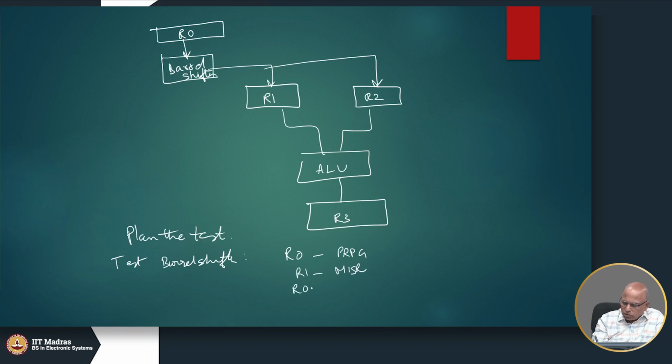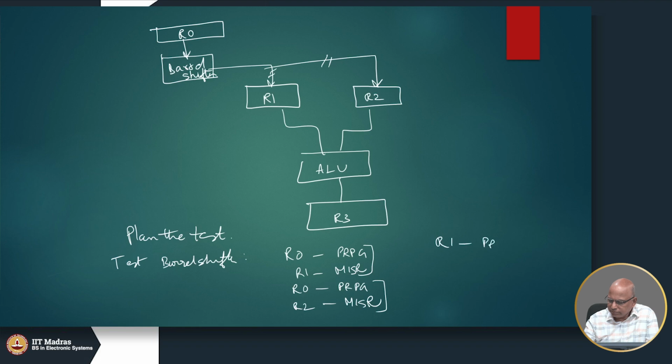Or you could configure R0 as PRPG and R2 as MISR. It may not be a bad idea to do both. Because there may be wires which are bad here, right? R1 may be great, but maybe some wires here may be bad. Or these wires could be bad. So we can do both of them one by one. Plan the testing, right? And in the third step, you can make R1 as PRPG, R2 as a PRPG also, and R3 as MISR.